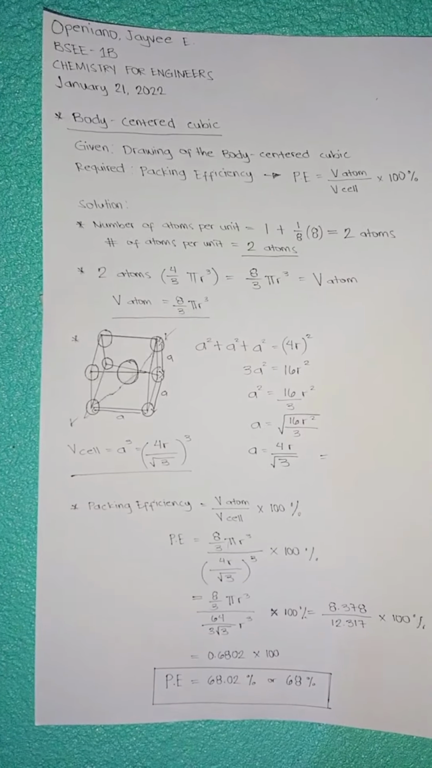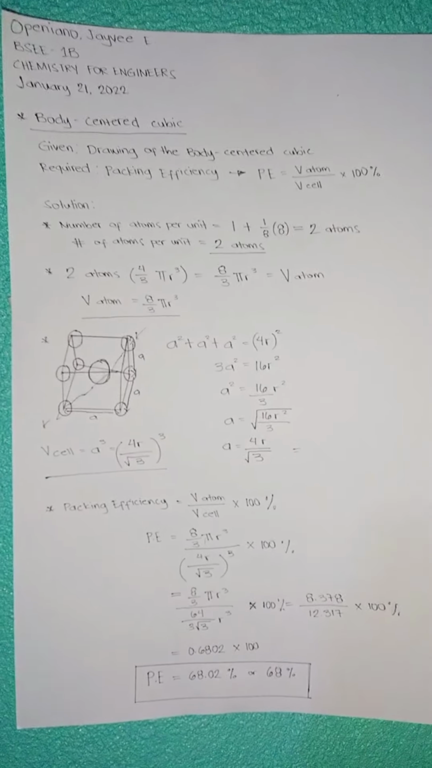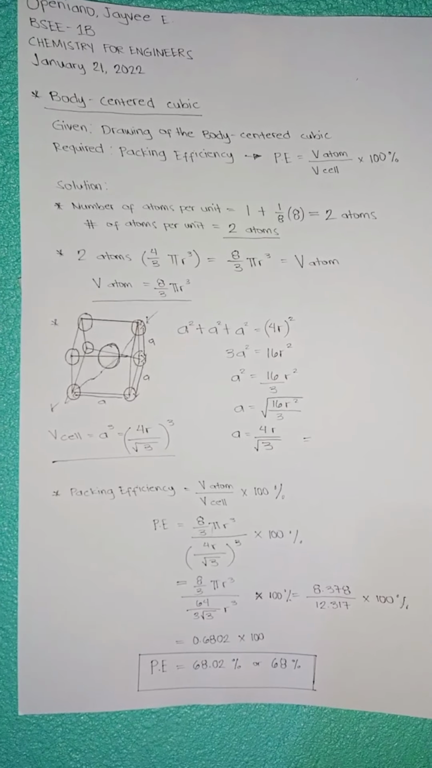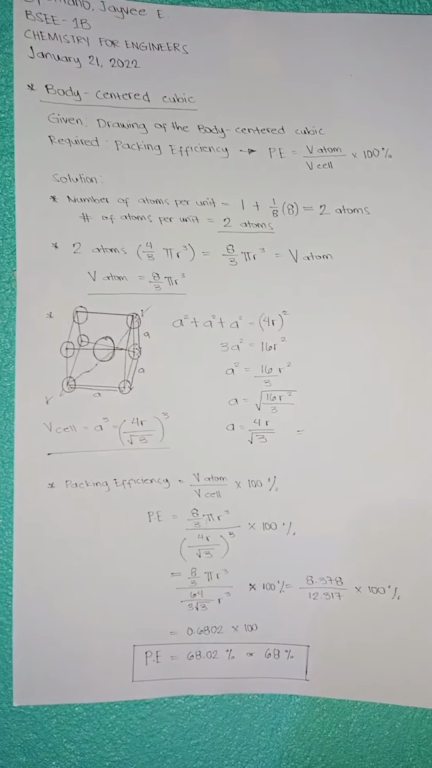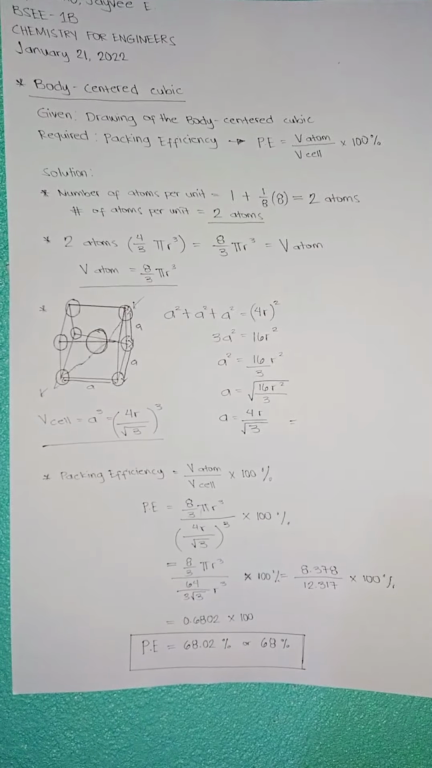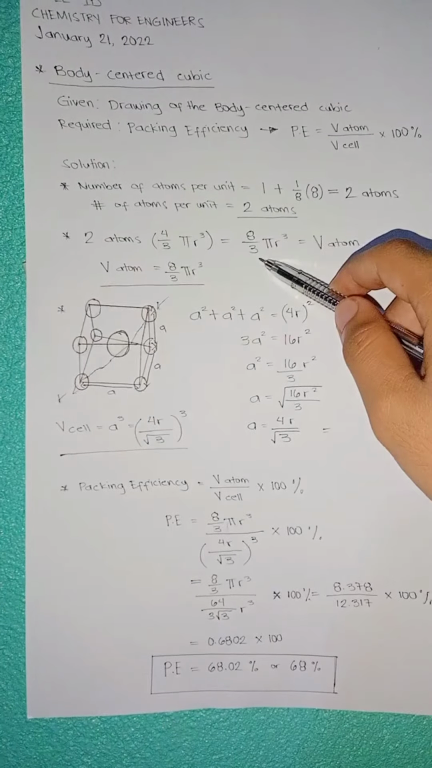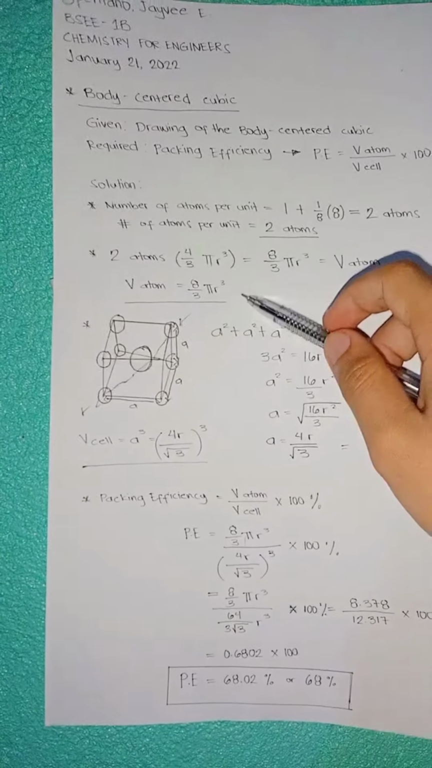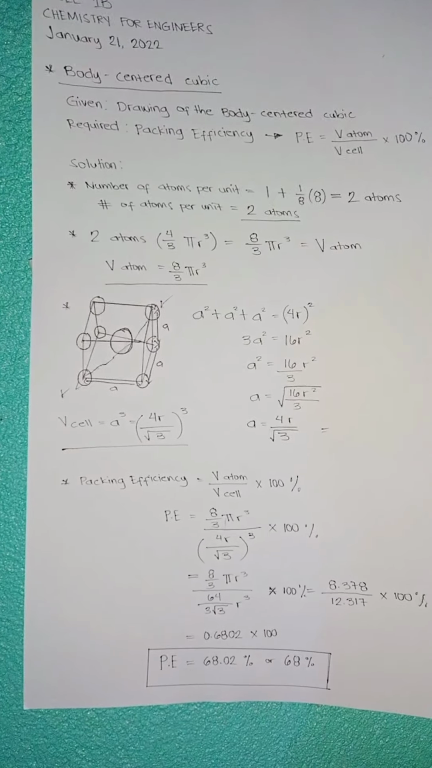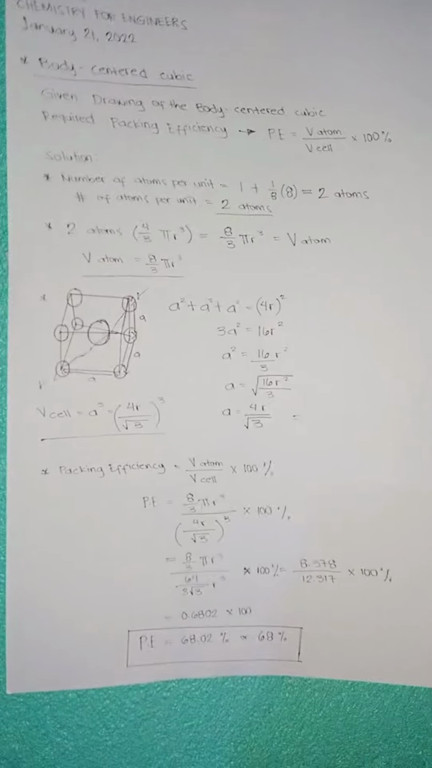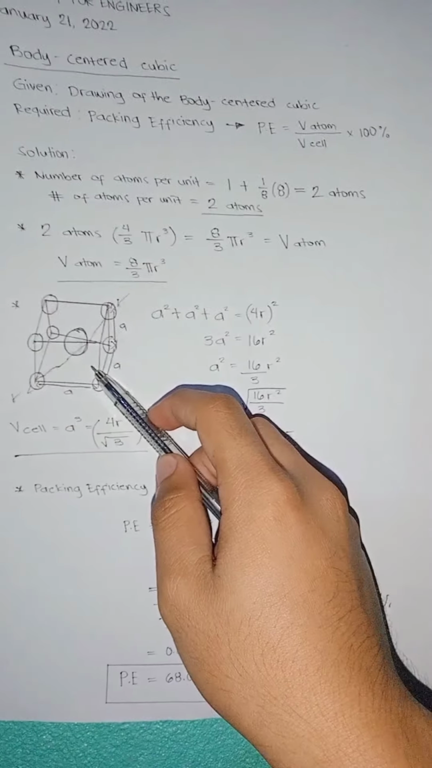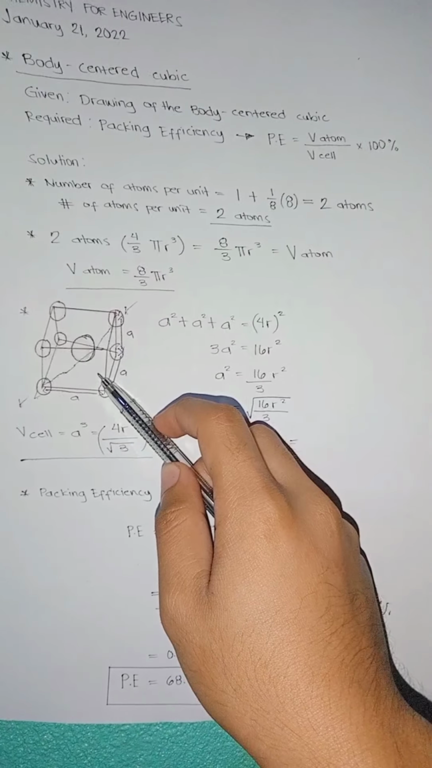Next, let's find the volume of the atoms. To solve the volume of atoms, we multiply the number of atoms by the volume of a sphere. So 2 atoms times 4 over 3 pi r cubed is equal to 8 over 3 pi r cubed. This is our volume of atom. Next, let's find the volume of the cell. Again, this is the drawing of the body-centered cubic. Sorry for my drawing.